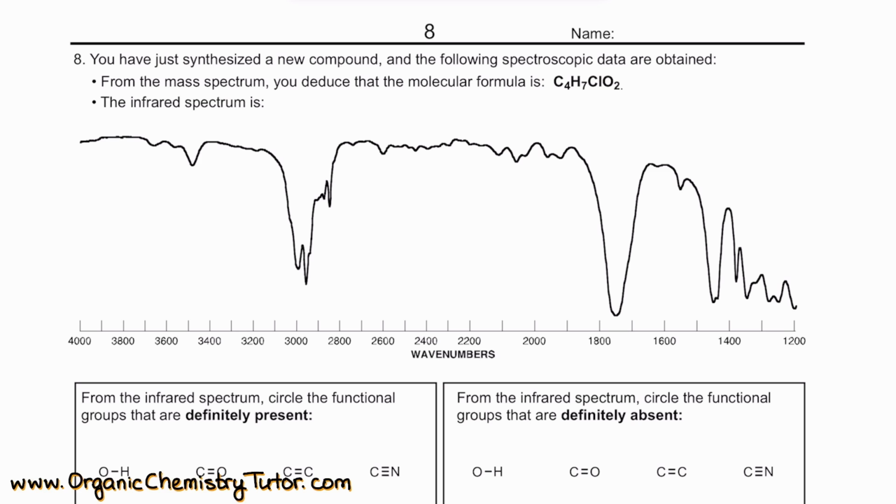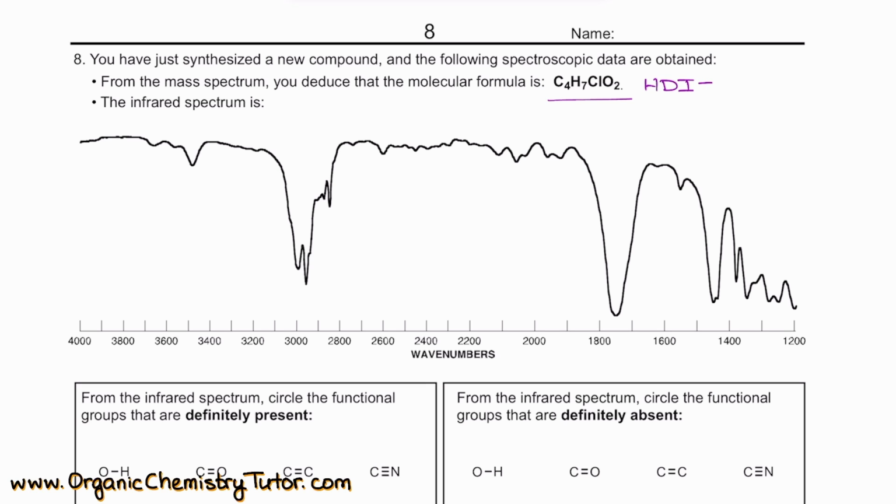Cool, so you have just synthesized a new compound, yay me! And the following spectroscopic data are obtained. From the mass spectrum you have deduced that the molecular formula is C4H7ClO2. Well, since we are dealing with spectroscopy here, the very first thing that I want to do is to calculate my hydrogen deficiency index or degree of unsaturation here.